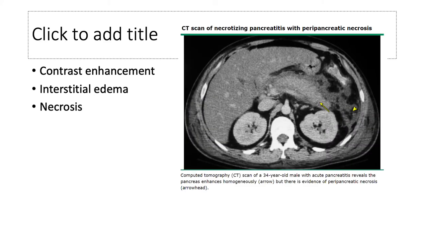Here, this is the pancreas. As you can see, there is enhancement of the pancreatic tissue, so it's brighter than the liver. You can also see a layer around the pancreas, which is the peripancreatic fluid, the interstitial edema. And you can also see necrosis, which is visible here. So this is necrotic fat around the pancreas.